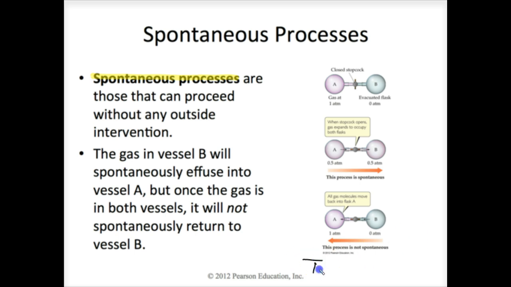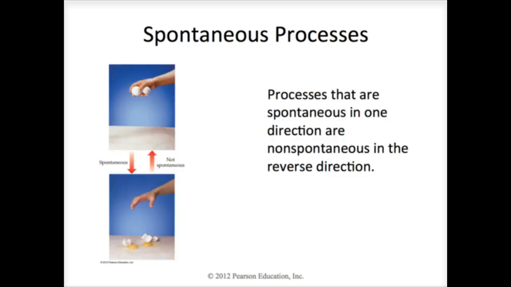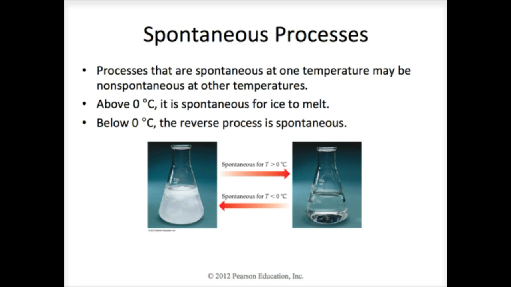Spontaneous has nothing to do with time. So a spontaneous reaction may be fast or it may be very, very slow, but that's irrelevant. Will the reaction occur on its own, by itself, with or without help? Now, generally speaking, if a reaction is spontaneous in one direction, it's non-spontaneous in the other, and temperature does play a role. You may have a spontaneous reaction at one temperature and not at another temperature.